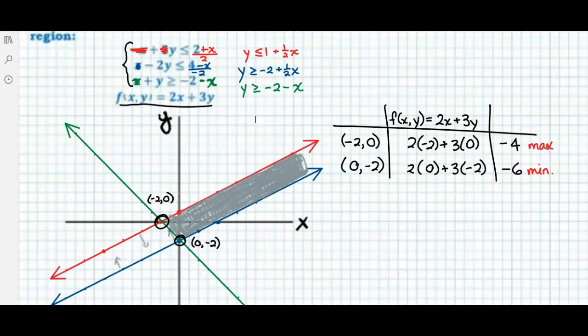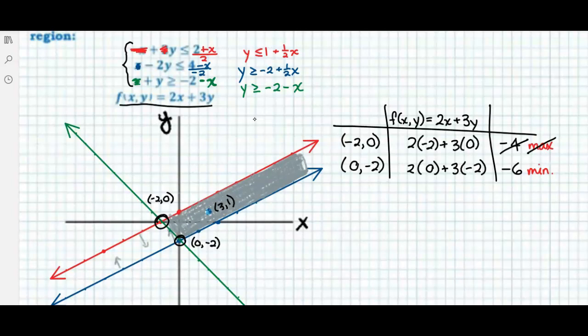Now we need to be careful here in letting this be our final answer. For instance, I'm going to pick another point in my region. I'm going to pick the point 3, 1 right here. It's not a vertex, but it's still another point in the solution. If I run that point through this function, 2 times 3 is 6, plus 3 times 1 is 3. 6 plus 3 is 9. 9 is bigger than what we thought was the max.